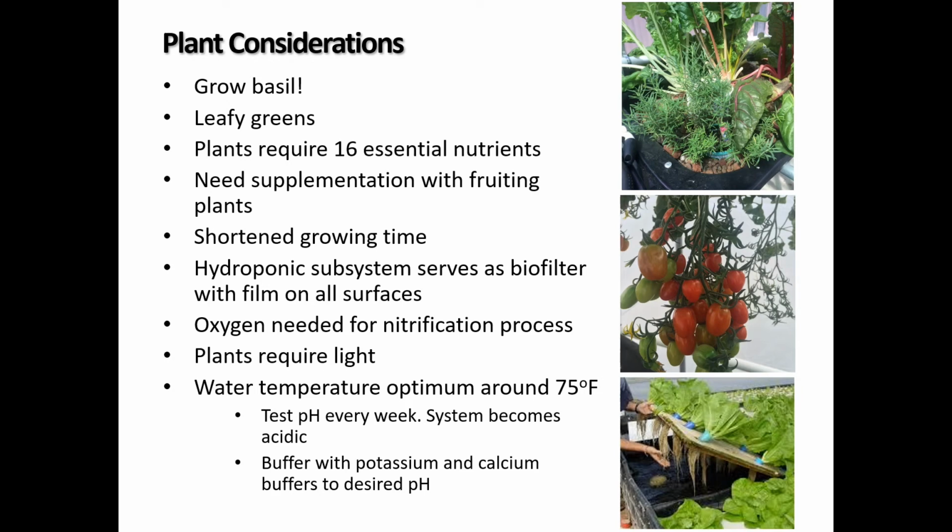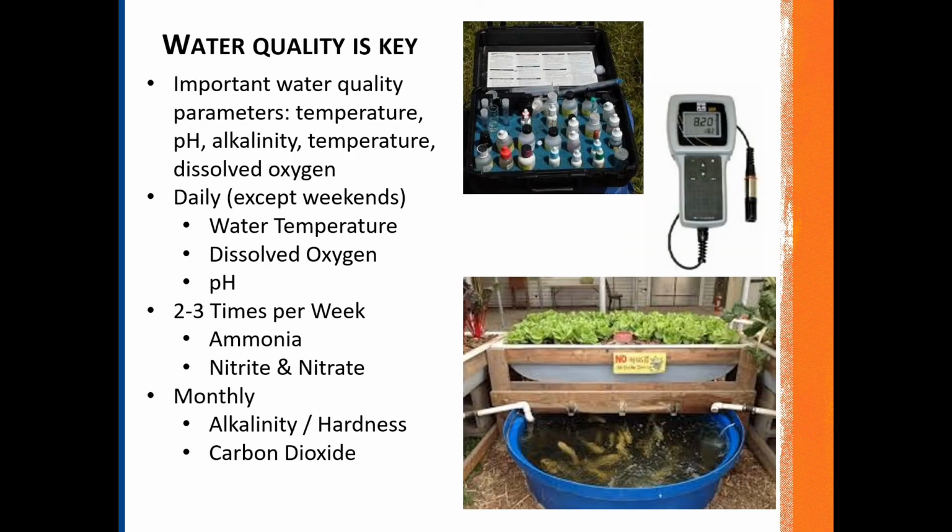And then as far as measuring water quality, we need you to test pH every week because the system will become more acidic over time, and you can buffer with potassium and calcium to get to the desired pH. But water quality is really the key to these systems. You can see this is a nice school system we had in Ohio, had some tilapia under here, went up, this is butter crunch lettuce here, and then there were other media beds on the side, and then all the water floats back into the fish tank at the bottom.